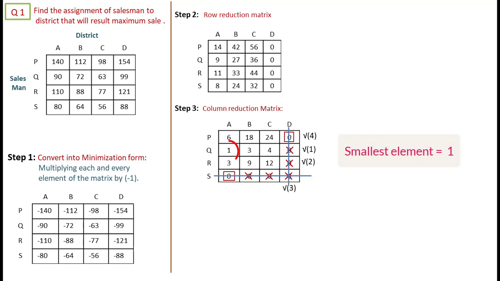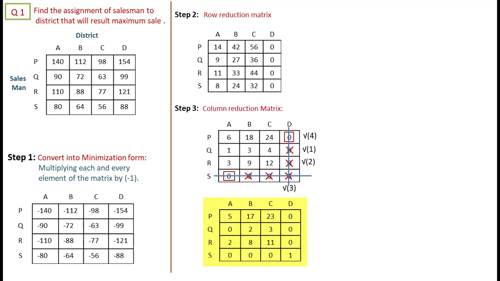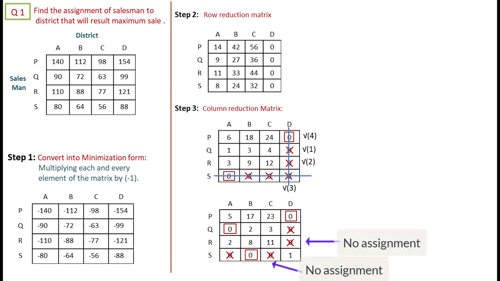Now we select the smallest element from all uncovered elements and subtract it from these elements and add it to the element which lies at the intersection point. After applying this operation, we get the matrix. Now we make an assignment. Since every row and column does not have an assignment, again we draw the minimum number of lines to cover all zeros.